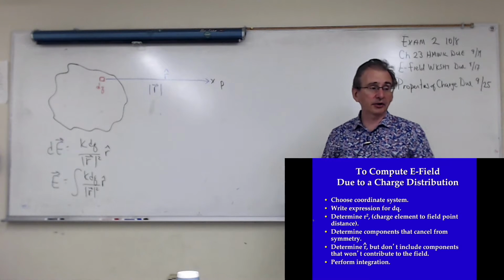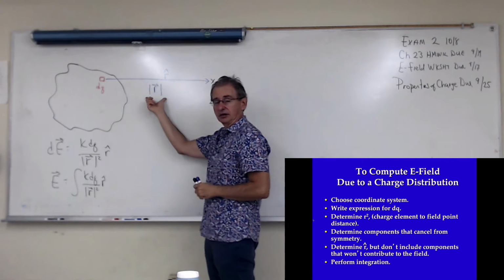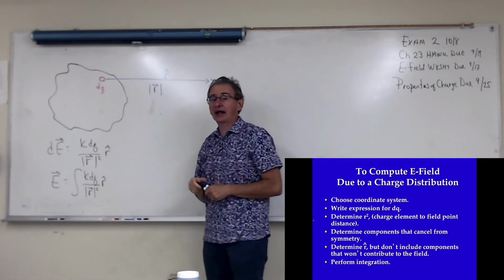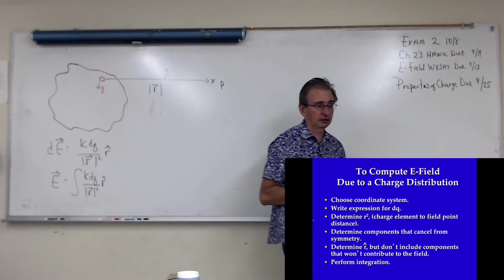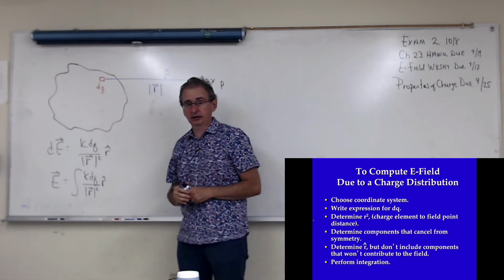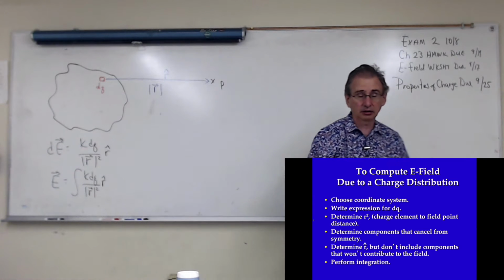Then you got to determine the length of this vector, and then you got to square it, and then you got to determine your r hat, your unit vector r hat. Then you put it all together into this equation, and you integrate it. That's the process, and the way I wrote the worksheet.